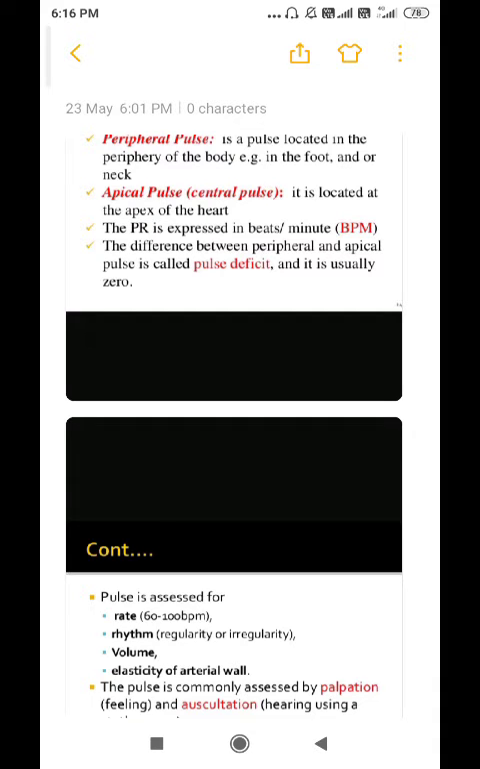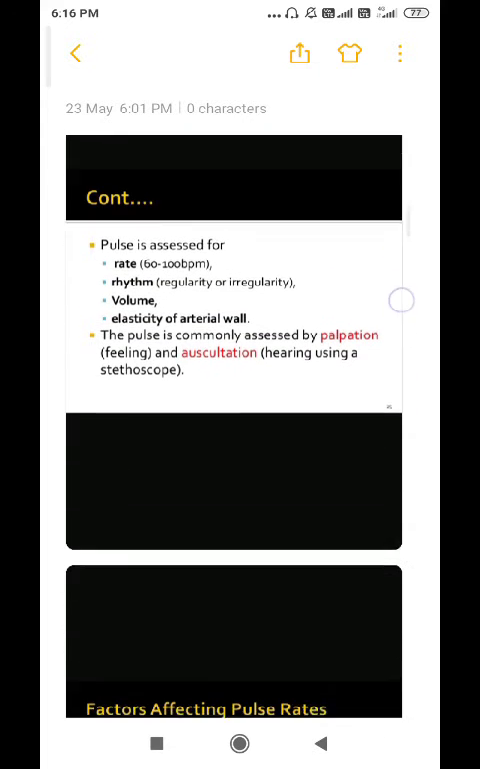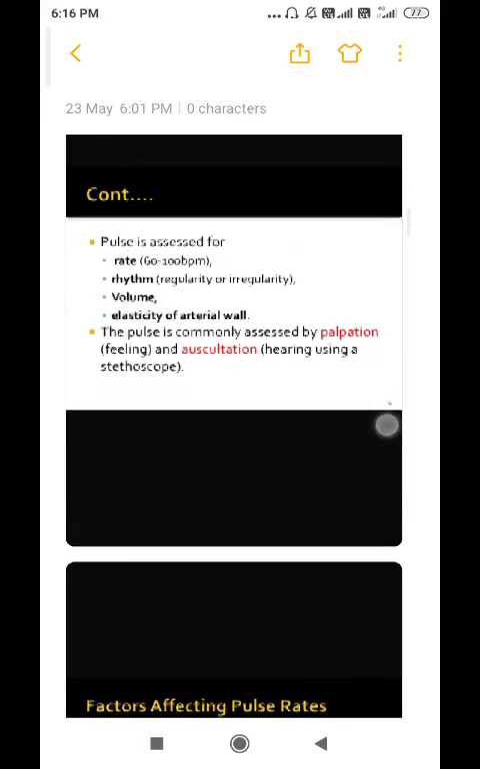We must remember this one, because many people are confused about it. Next, pulse is assessed for rate, rhythm, volume, and elasticity of the arterial wall. Rate is the number of beats per minute, and the normal pulse rate is 60 to 100 beats per minute.